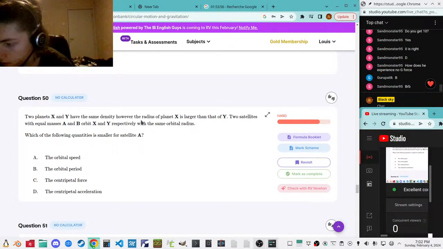Okay, so density times volume. The radius of planet X is larger than that of Y. Therefore, it has more mass. Two satellites with the same orbital radius. Which of the following quantities is smaller for satellite A? Well, the orbital speed is going to be greater for satellites orbiting the bigger mass.